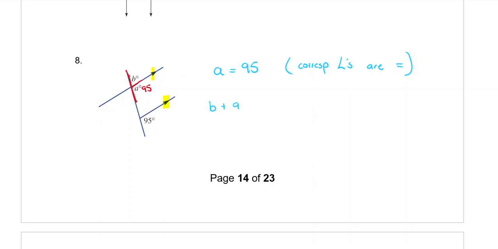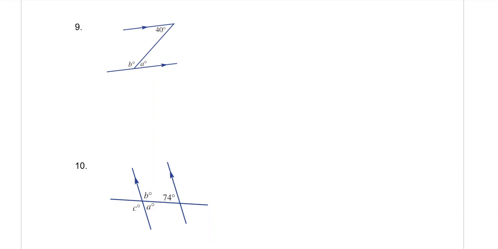B plus the 95, which is the A that's next to it, is going to be equal to 180 because they're making a straight angle, and straight angles equal 180. To solve that, I need to minus the 95 away, and B equals 180 minus 95, which is 85 degrees. Okay, so we found A, and there's a reason for A, found B, gave a reason for B. On to the next page, question 9.